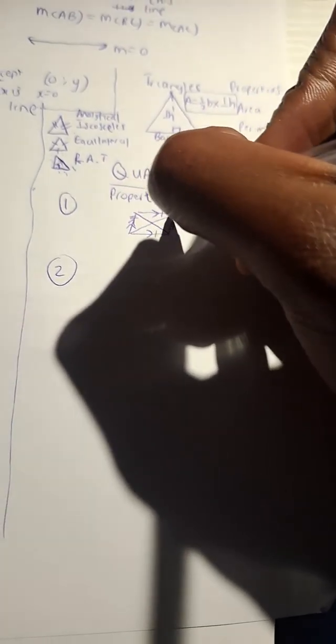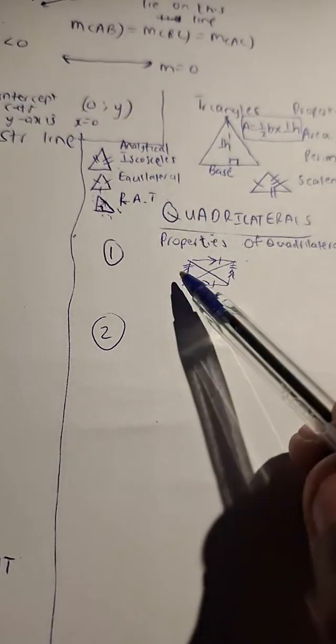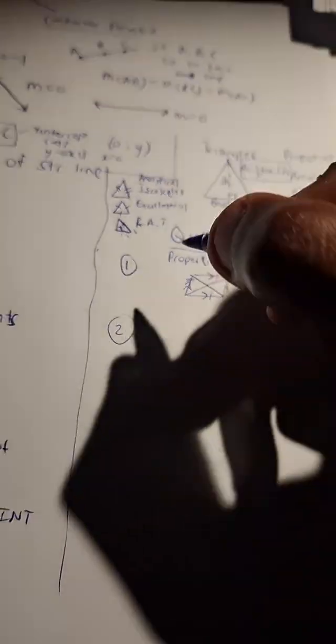Parallel, equal, diagonals bisect each other. Okay. Okay, angles, opposite angles are equal.